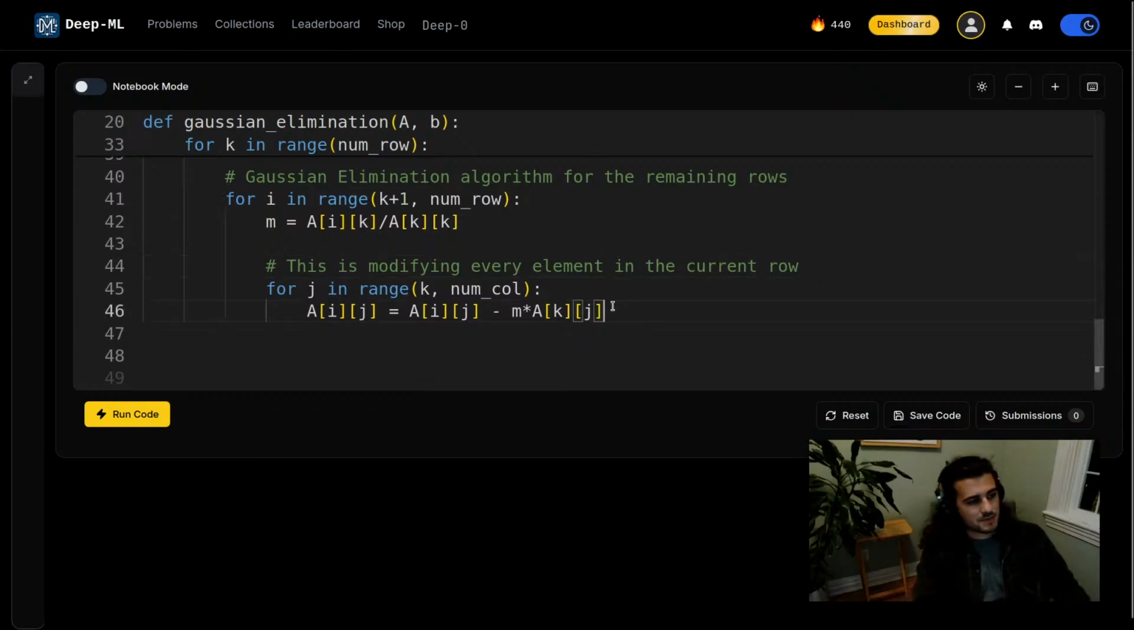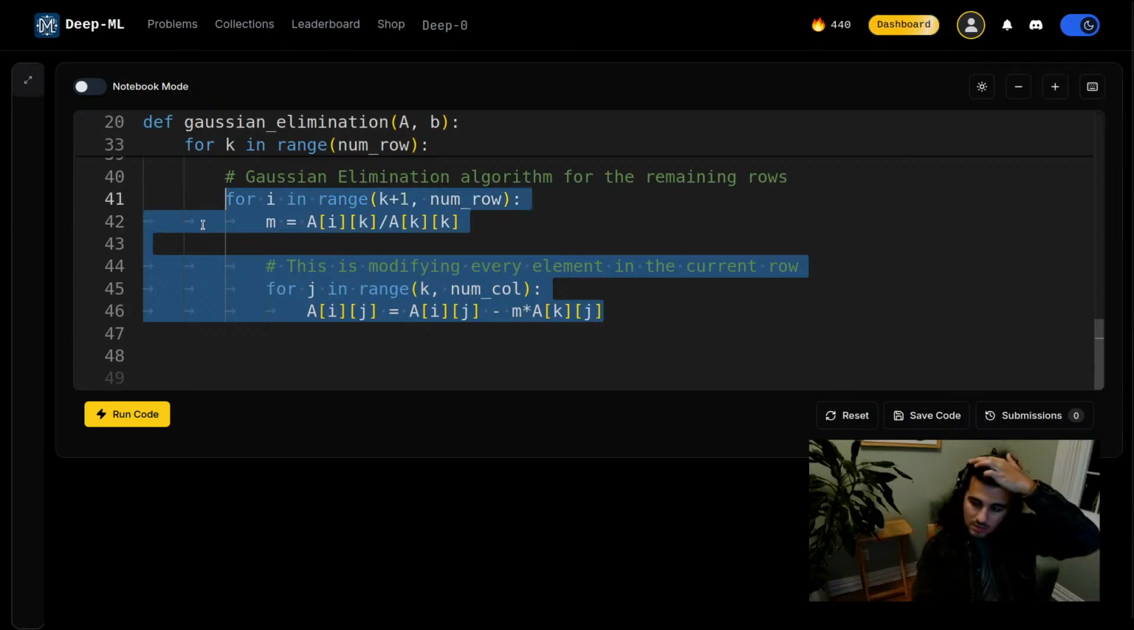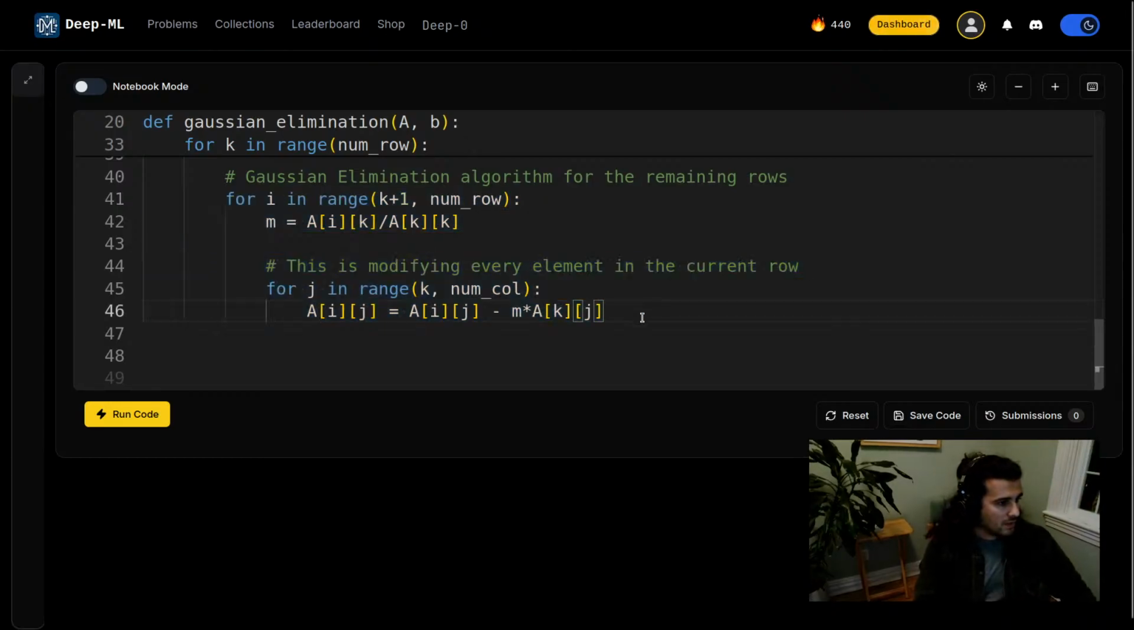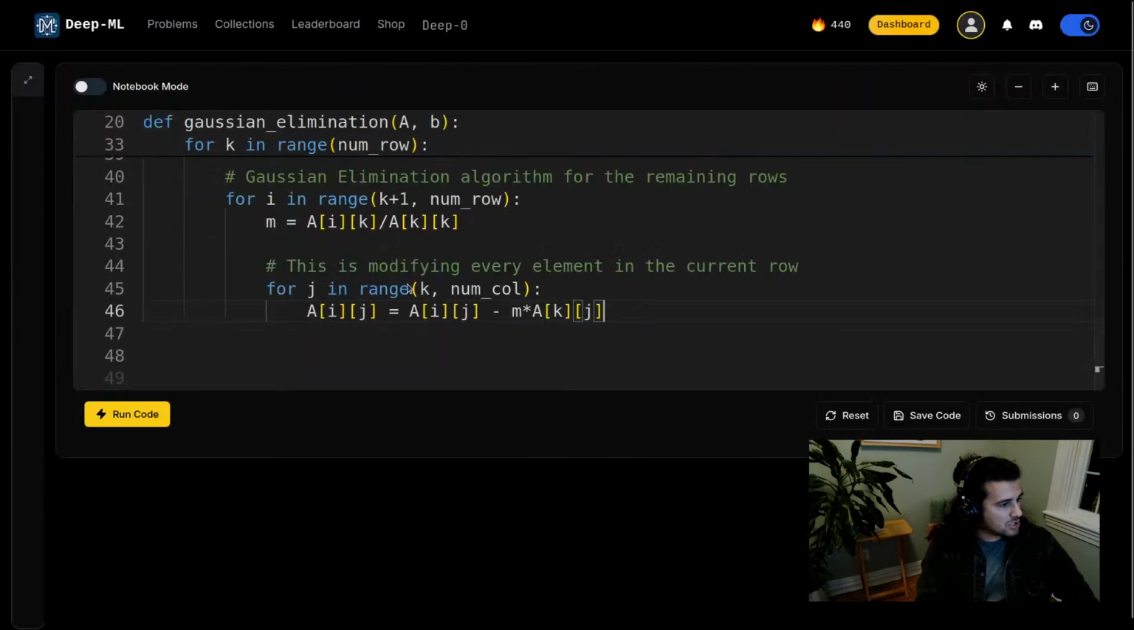I'm getting confused because usually you would do that in NumPy straight up, where you're not going element by element. You're just gonna multiply the whole row. We're gonna do it this way. It's fine. So that's that, and then we just change the b.